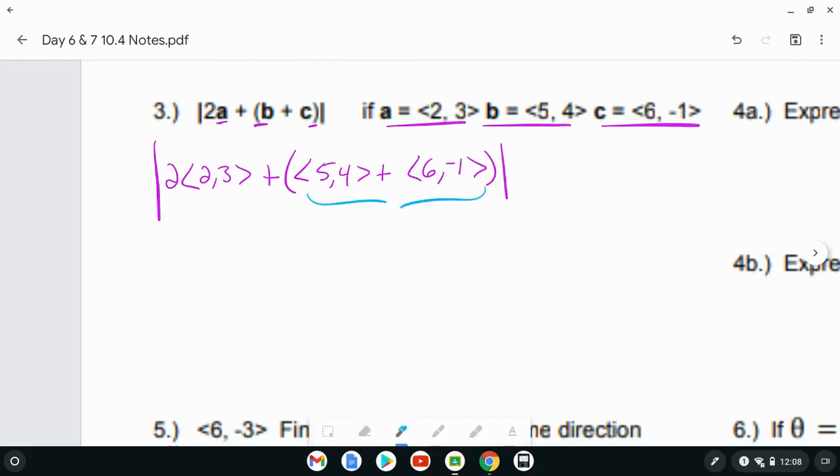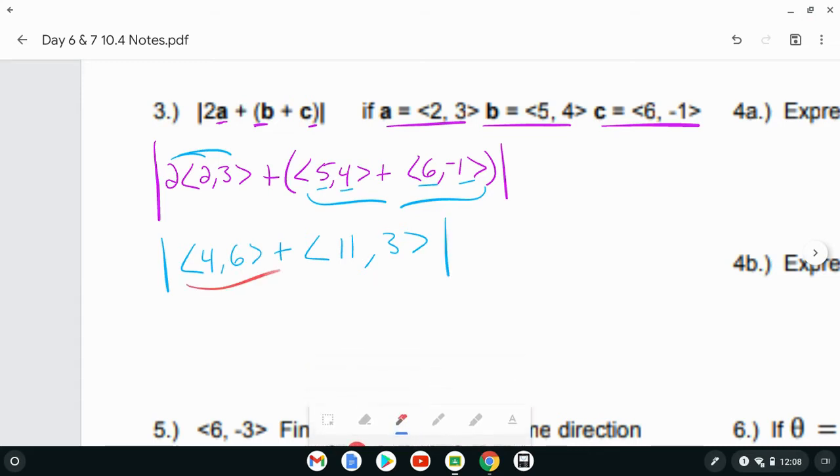So you end up with 6 plus 5, you're going to get 11. Those are the horizontal components, and then the vertical components we add together as well. So the inside of that parentheses is just going to be 11 comma 3. And then because this wasn't really affected by that, we can go ahead and do our scalar multiplication as well. It's kind of like distributing. You end up with a vector of 4 comma 6.